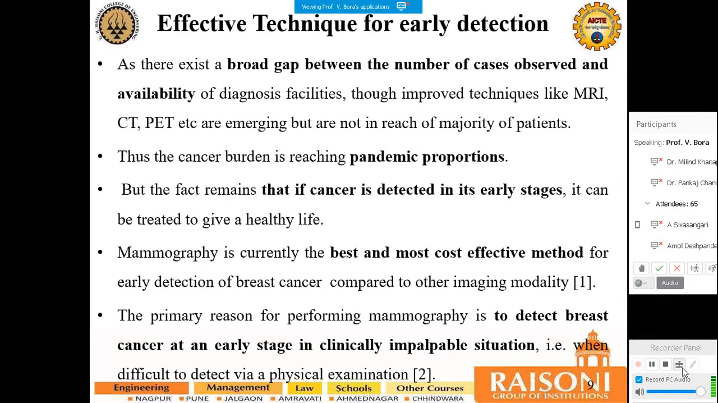If cancer is detected in an early stage, this is a very important point, it can give a very healthy life. If it is detected and treated in early stages, definitely a healthy life can be there. So mammography is currently the best and most cost-effective method for early detection, when the cancer is at the early stage in the clinically impalpable situation. Impalpable means difficult to detect via physical examination. So in that stage also mammography is the best diagnosis method.